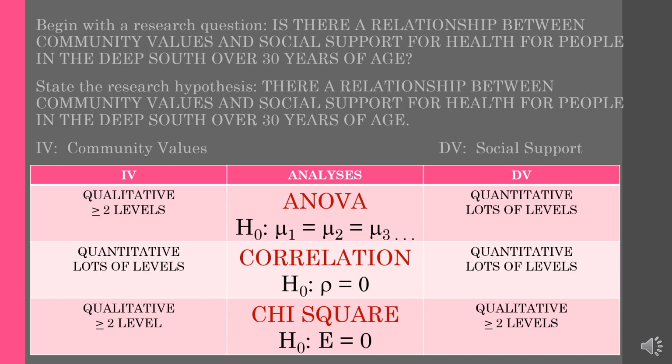And what we need to know in order to determine whether we're going to use an ANOVA, which has a qualitative variable as the IV and a quantitative variable as the DV, or correlation, which has a quantitative variable as the IV and the DV, or chi-square, which has a qualitative variable as the IV and the DV, is what kind of variables those are. Are they qualitative variables or quantitative variables? And for that, we need to go to SPSS and look at those variables.